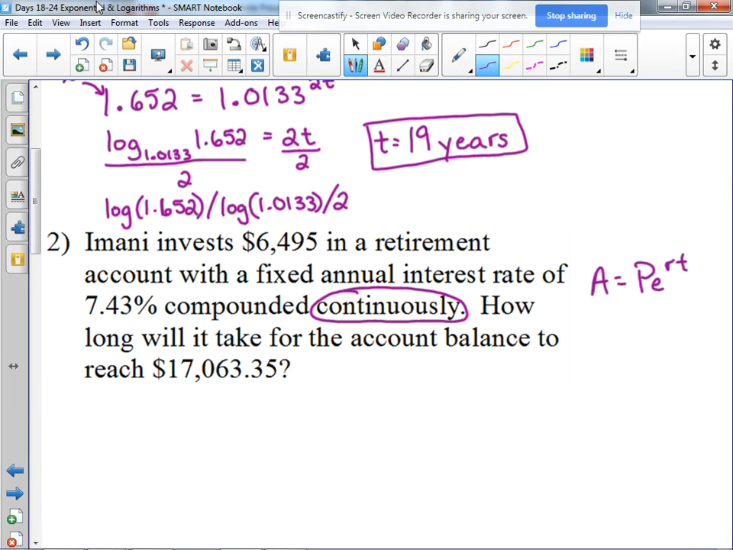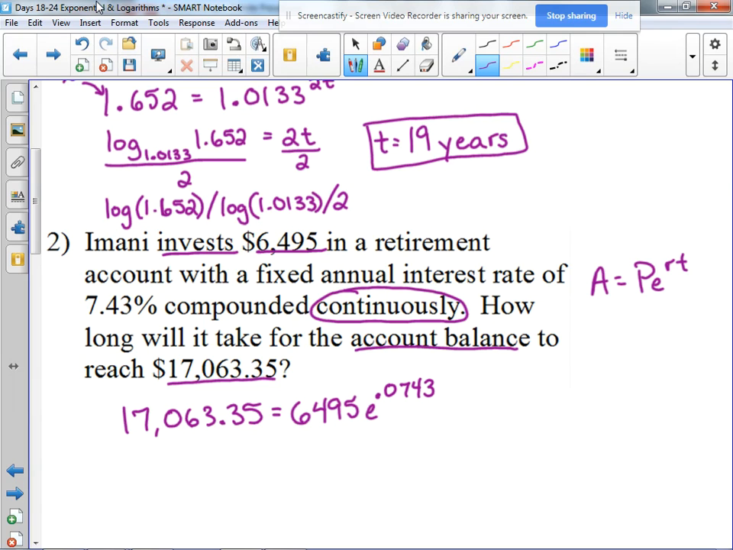So let's look at the problem. The account balance gets to $17,063.35. So that is the left side of the equation. She invested, I'm assuming that's a she, might be a he, $6,495 is the investment, so that's P. E, remember, is the button on the calculator. It's not a variable. It's the value on the calculator. E to the R, the rate is 0.0743, and the question again is how long, so T is our variable.